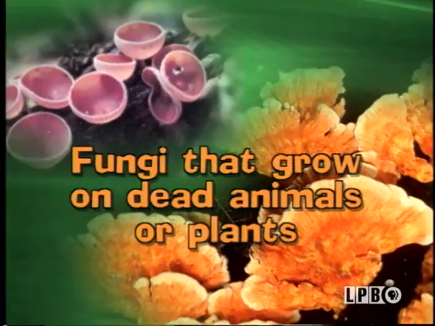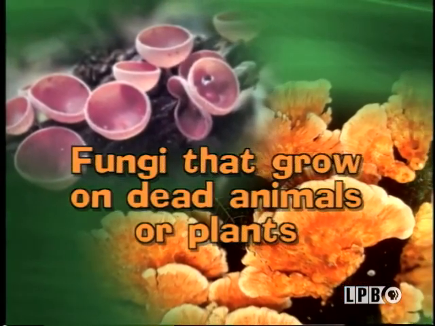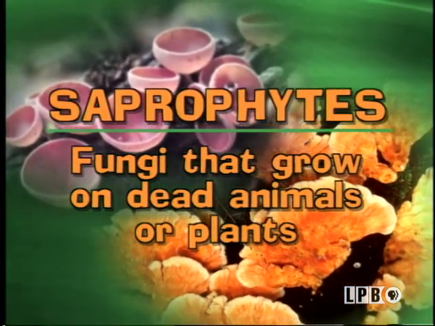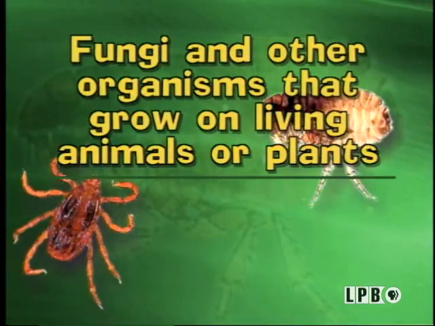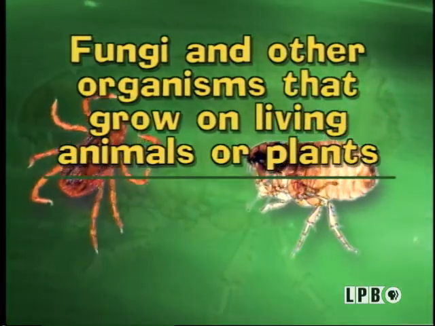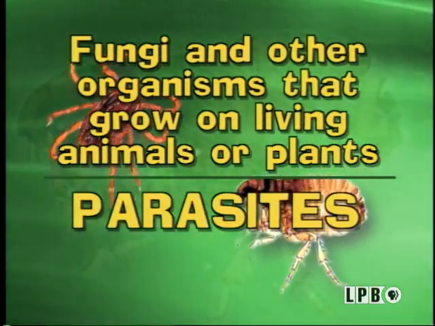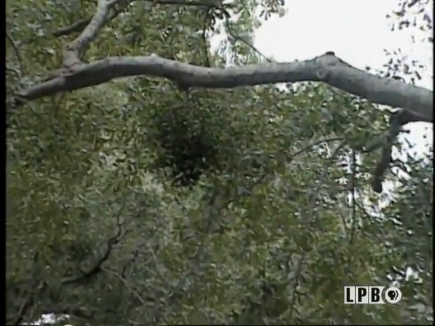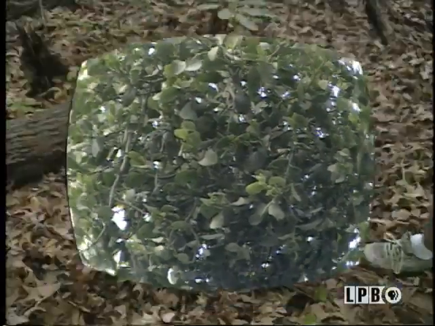My guide says fungi that latch onto dead animals and dead plants are called saprophytes. Fungi and other organisms that get their nutrients from living animals and living plants are called parasites, like mistletoe, seen in many parts of the southern United States.